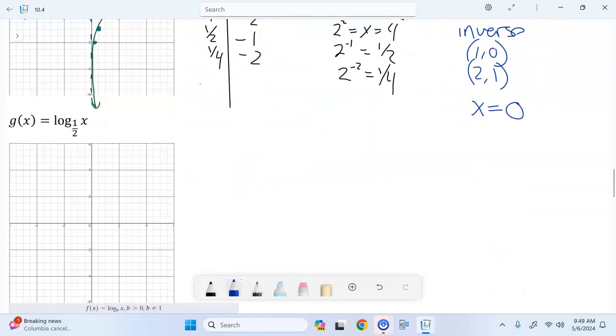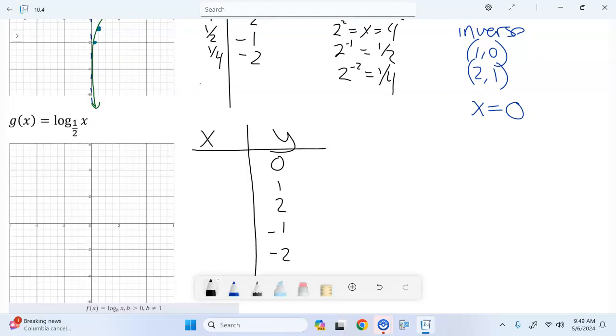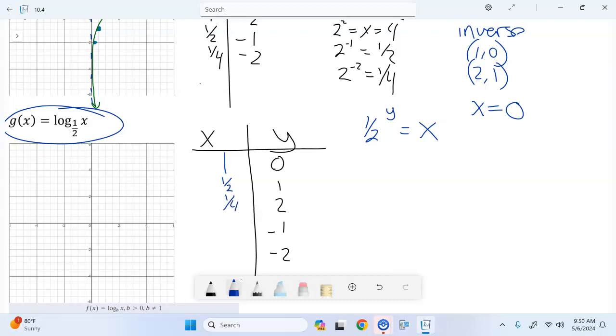Let's do it again with log base 1/2. X and y chart, same thing, 0, 1, 2, -1, -2. What is that in exponential notation? What's it going to be? After the y equals x. Okay? So 1/2 to the 0 power. 1/2 to the first power. 1/2 to the second power. 1/2 to the negative first power. 1/2 to the negative second power.